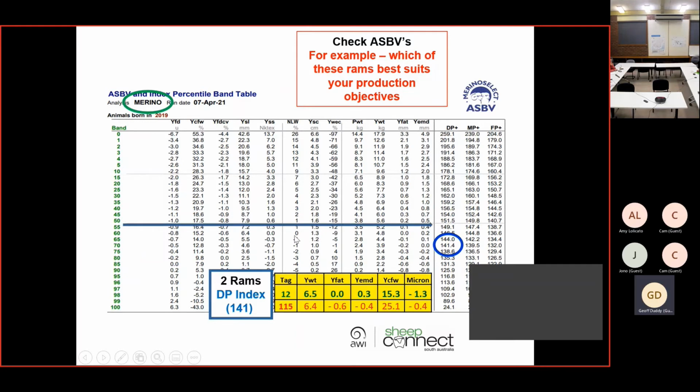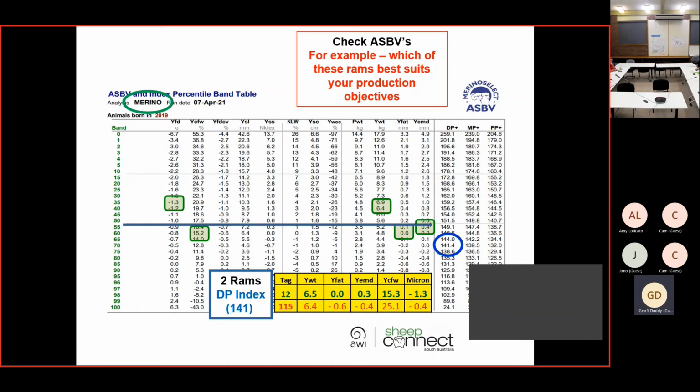There's our 50 percentile or average of rams in the database. Our first ram is around in the top 35% for fibre diameter. So he's going to throw progeny that are a little bit on the finer side. He's slightly below average when it comes to clean fleece weight. He's up here in the 35 to 40 percentile for yearling weight or growth rate, about average for fat and about average for eye muscle.